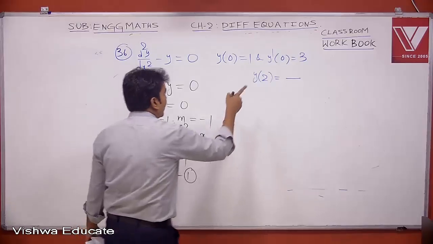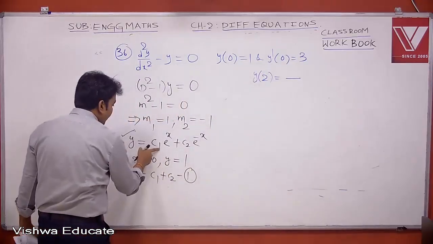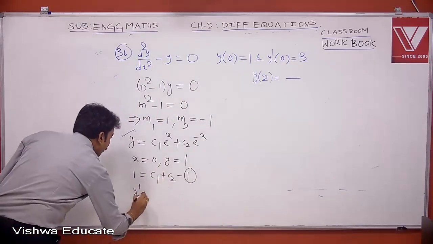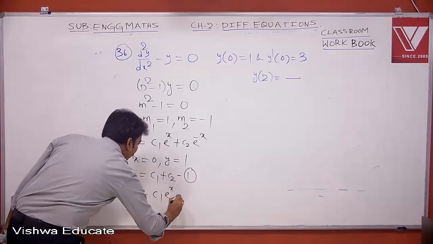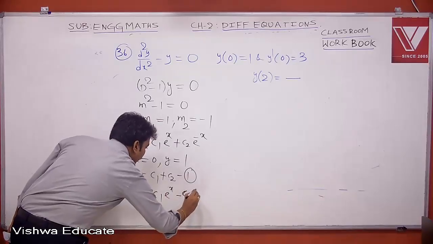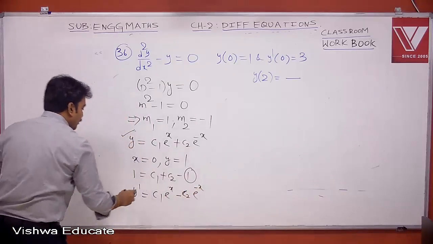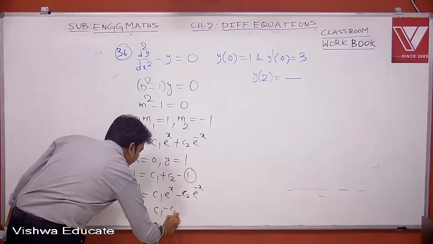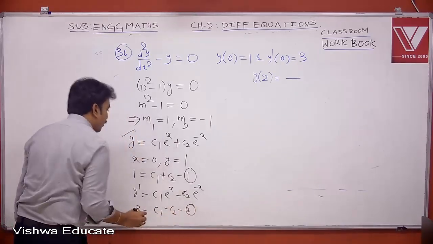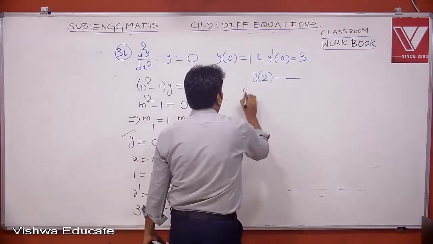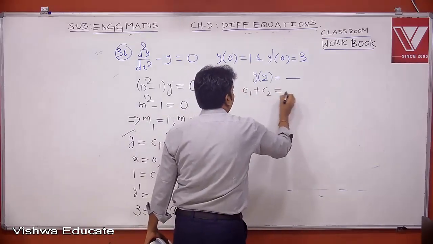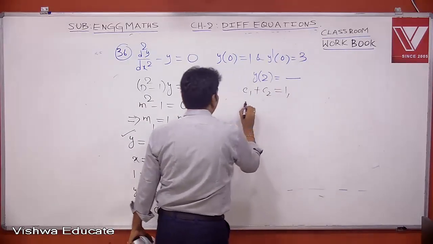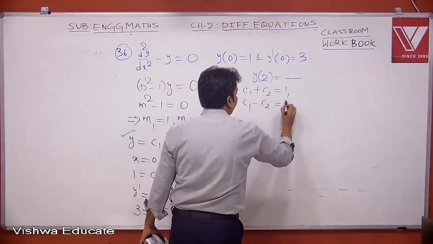What is my second boundary condition? Y dash of 0 is 3. So find the derivative of this. The derivative of this function is c1 e power x minus c2 into e power minus x. So y dash is 3 when x is 0. So c1 minus c2 equal to 3. Now the first equation is c1 plus c2 equal to 1. The second equation is c1 minus c2 equal to 3.